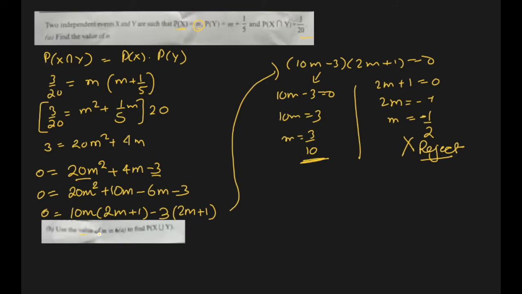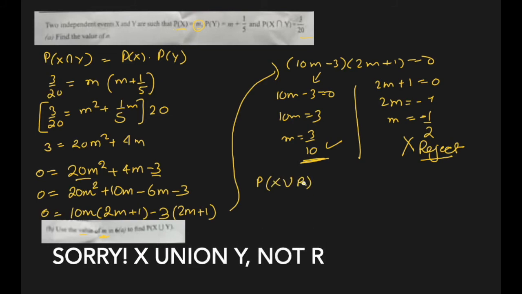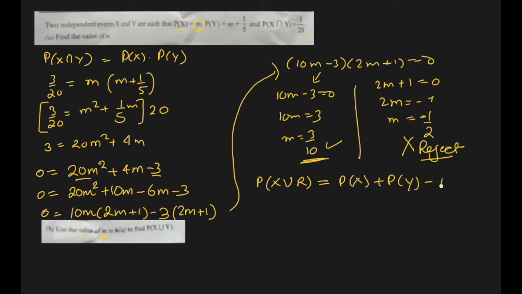Part B. Use the value of m in 6a, which is this, to find P(X union Y). X union Y means this or this. Okay, means both of them included. Any one of them can happen. So we can write the formula for this will be like this. This is how we find union.